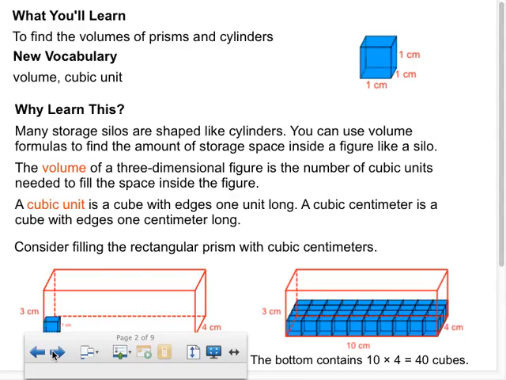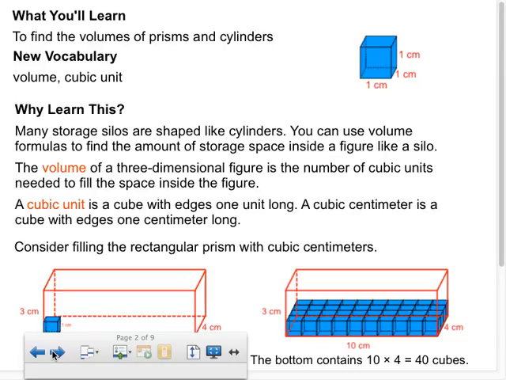Okay, I'm going to go ahead and read this to you, since I want to make this the video for the class channel. What you'll learn: to find the volume of prisms and cylinders. New vocabulary: volume, cubic unit. Why learn this? Many storage silos are shaped like cylinders.